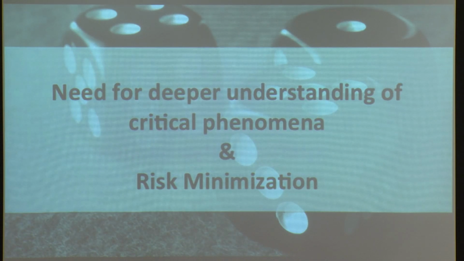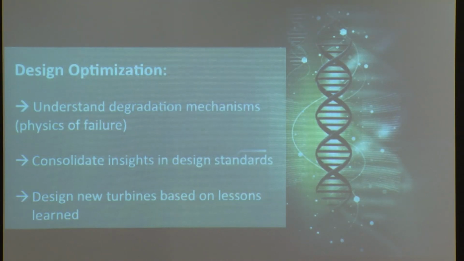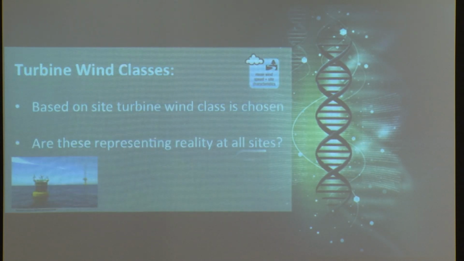So actually what you want is a deeper understanding of what is critical, what goes wrong, and you want to minimize your risk. Actually, that's a design optimization. You want to understand what are the degradation mechanisms that are happening, so the physics of failure. Once you know what they are, you want to consolidate them, bring them into the design standards such that new designs won't have trouble with these kinds of failures, and base design really on lessons learned.